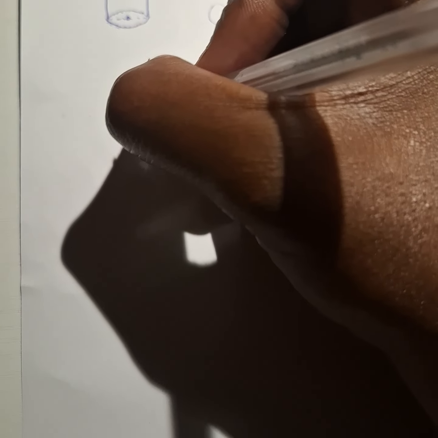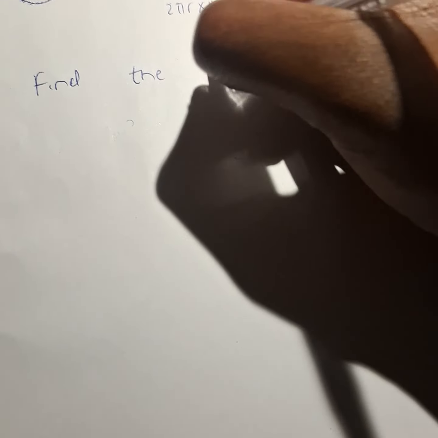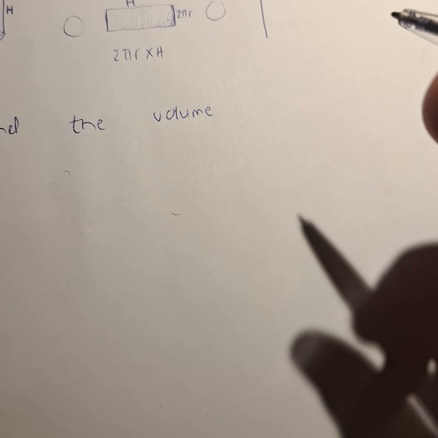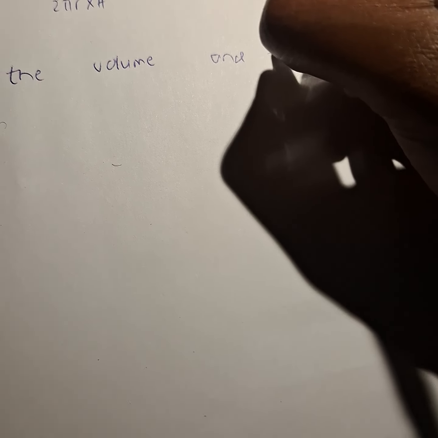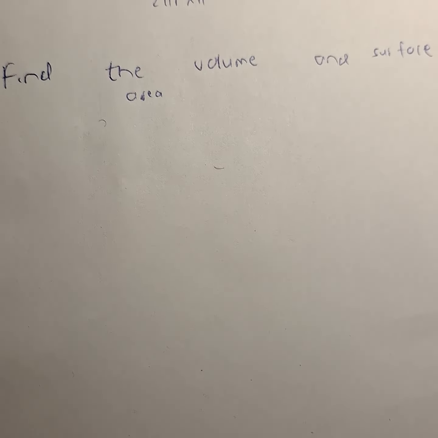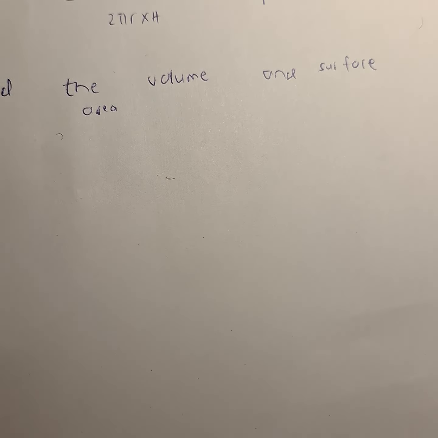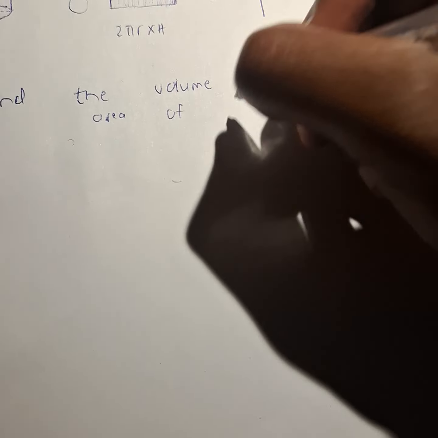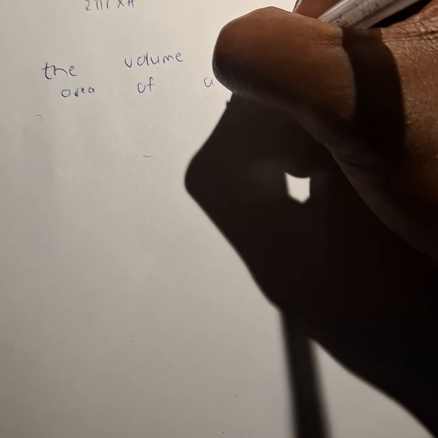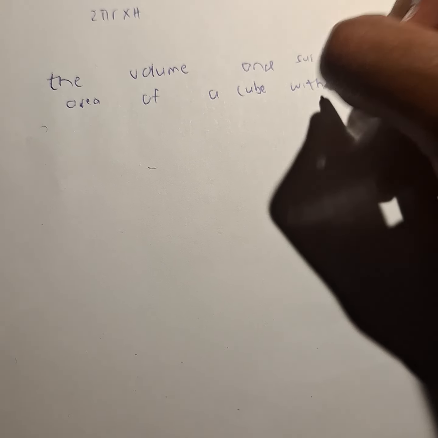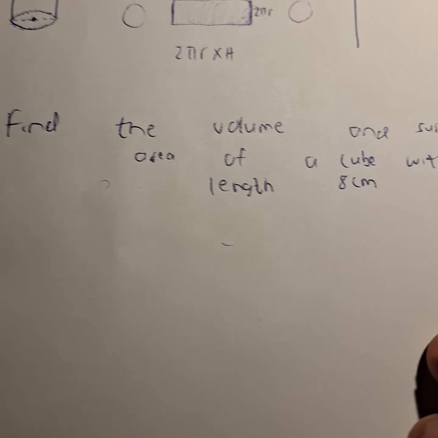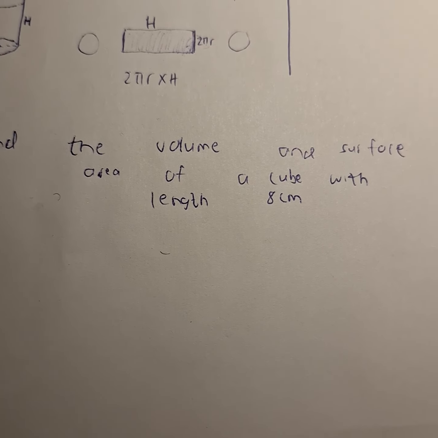So if we look at a question that says find the volume and surface area of a cube with length 8 centimeters. Now we can see nothing is drawn for us here, but we are just given a statement.